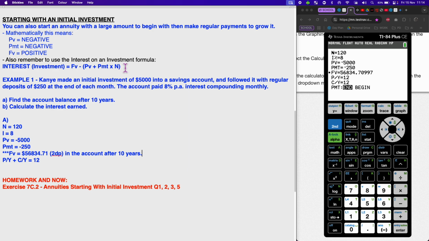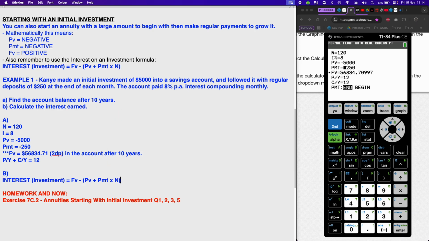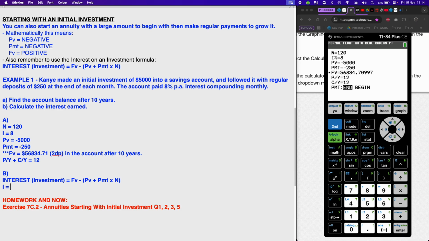So you have this formula here, which is how you find interest on an investment. So interest is equal to, what is the FV? $56,834.71 is what it grew to. Take away PV. Did he start off with something in there? $5,000. Notice that I'm not making it negative. The negatives are just for the calculator to understand. You can't have negative money. Well, you can be in debt, but not for the purpose of this.